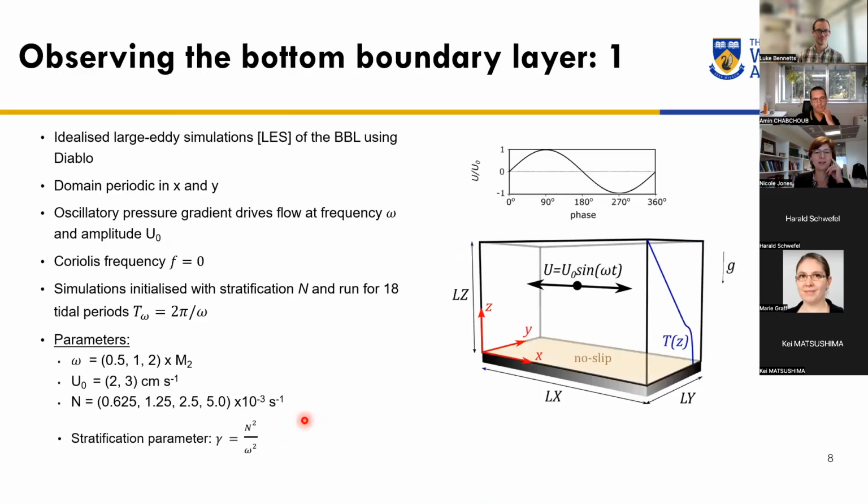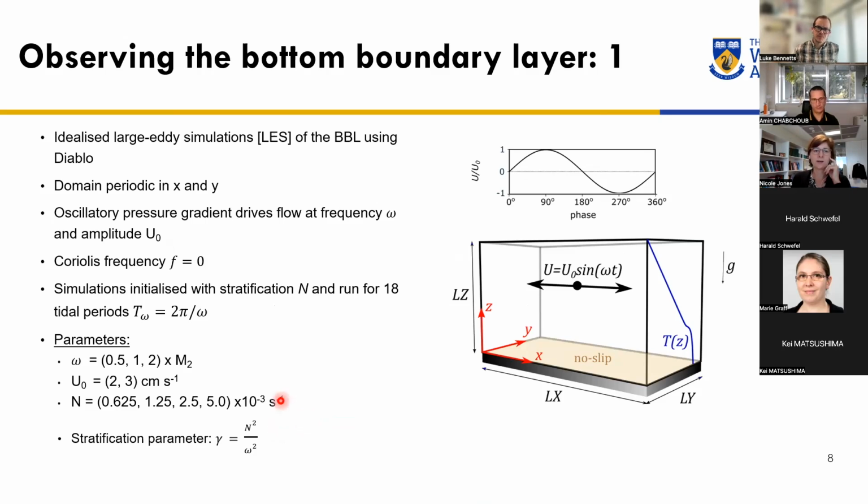So how are we observing the bottom boundary layer? The first set of observations is from large eddy simulations that were undertaken by Maddie. And so these are simulations that start to capture some of the small length scales, some of the turbulent length scales of the flow.